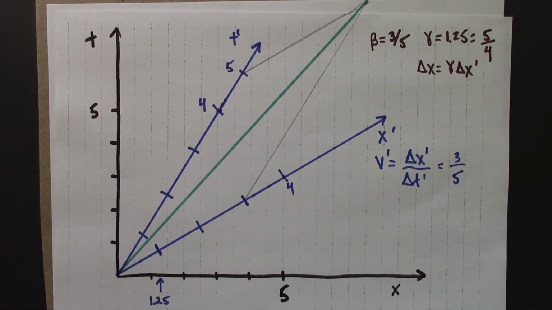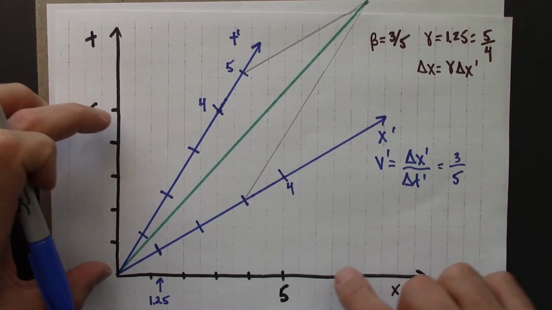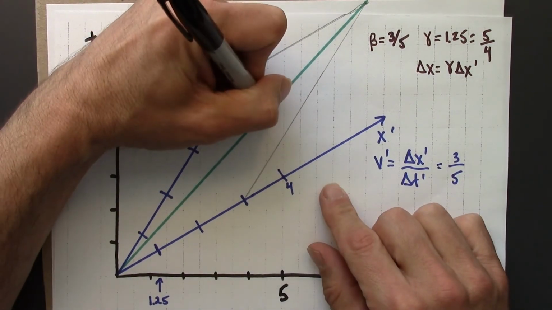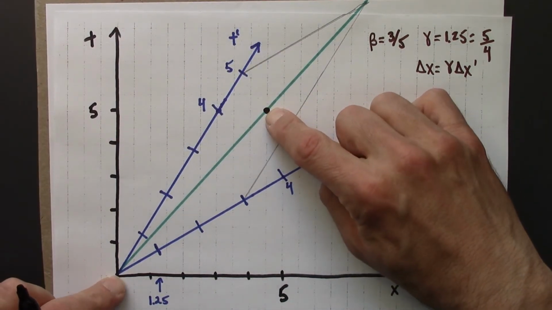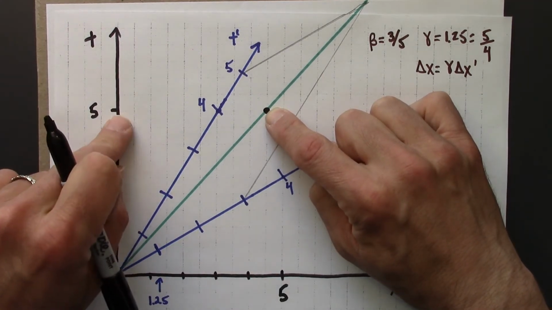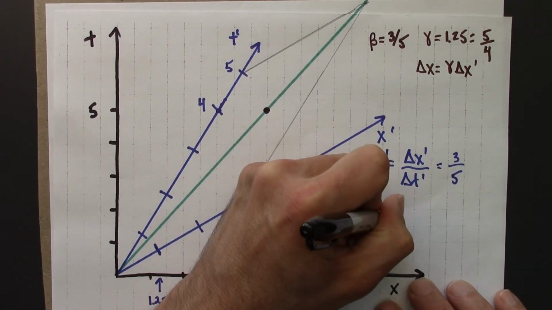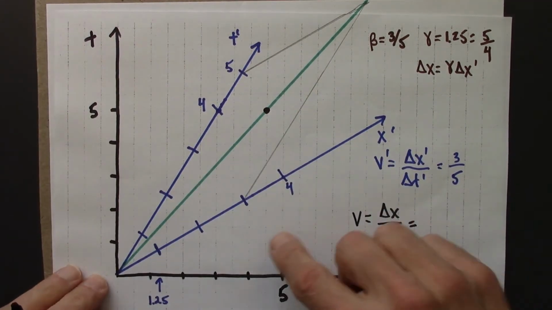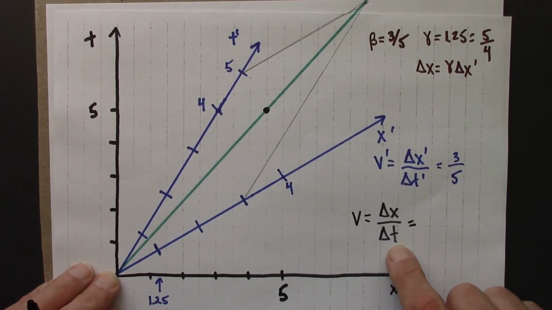All right, so lastly, let's measure the slope of this line in the unprimed frame. So I'll do that. I'm going to just choose a point. I'll choose this point. And I'm going to do rise over run for these two points, just reading right off this graph as usual. So this would be my unprimed velocity, or speed. And that's just the distance traveled by the green line in the time it takes.